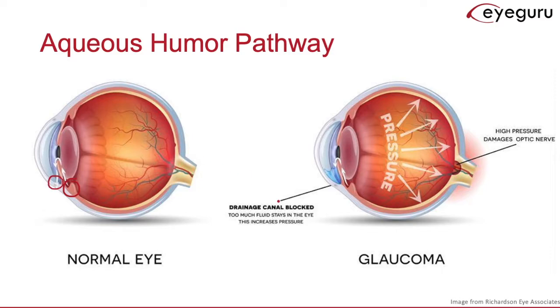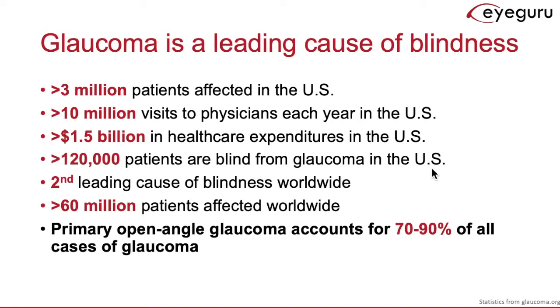Chronic or open angle glaucoma can occur when this trabecular meshwork gets clogged, and this can prevent the adequate drainage of the aqueous humor, causing the intraocular pressures to increase, which can damage the optic nerve. Note that this is a bit of a simplified representation of glaucoma, and I'll talk about this more in the next few slides.